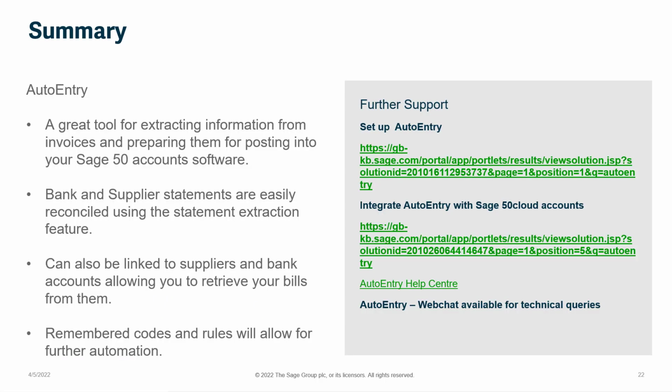Okay, so just to summarize, auto entry is a great tool for extracting information from your invoices and documents and preparing them for posting into your Sage 50 account software. Bank and supplier statements are easily reconciled using the statement extraction feature, and it can be linked to suppliers and bank accounts to allow you to retrieve your bills from them. And finally, remembered codes and rules allow for further automation. Further help and support can be found on the Sage Help Center by searching for auto entry, and also on the Auto Entry Help Center, as well as the web chat that's available for any technical queries.